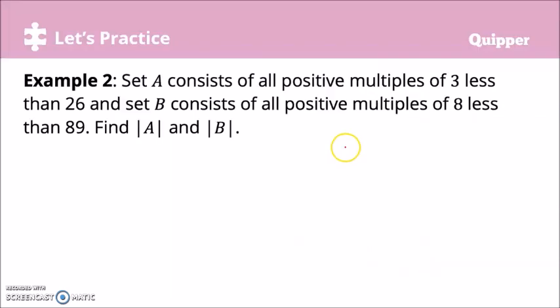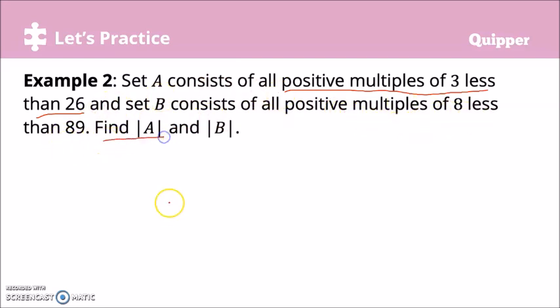Let's have example 2. Set A consists of all positive multiples of 3 less than 26. Okay, ano ba yung mga multiples ng 3? Positive multiples ng 3 less than 26. So, mag-uumpisa tayo sa 3, no? So, 3, 6, 9, 12, 15, 18, 21, 24, less than 26. Okay, hanggang 24 lang. Kasi ang next niyan, 27 na. Lagpas na. Okay? So, set B naman consists of all positive multiples of 8 less than 89.